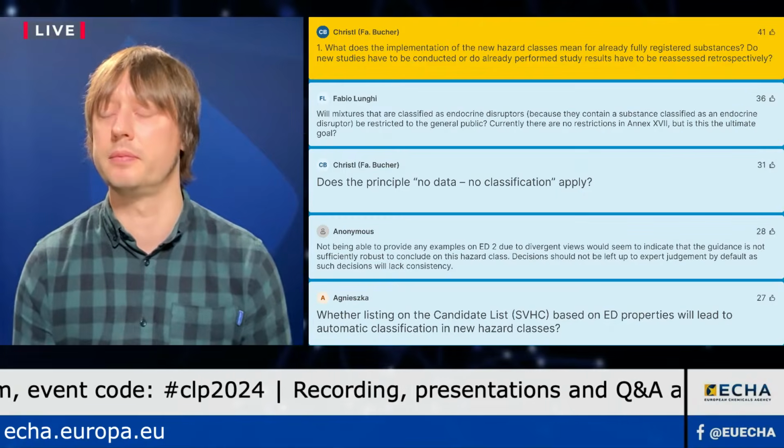Thank you, Simon. So in general, CLP does not require performing new testing, and the obligation to generate new data follows from other legislation such as REACH, the Biocides Regulation, or the Pesticides Regulations. But for classification purposes, all available data have to be assessed. So if you already have data which are relevant for the new hazard classes, these have to be included in the assessment and comparison with the new criteria. And we can follow up with further details on this also in the written response later. Thank you.